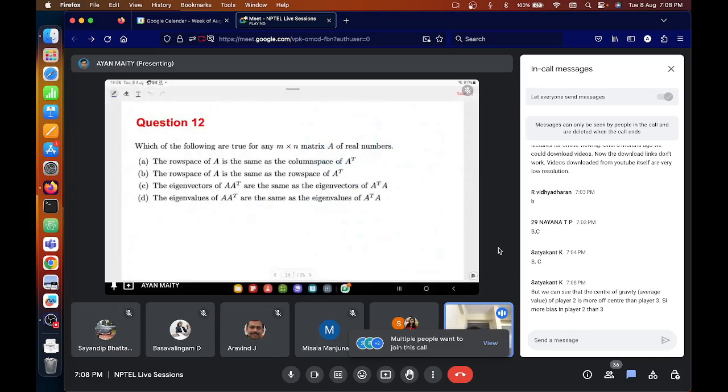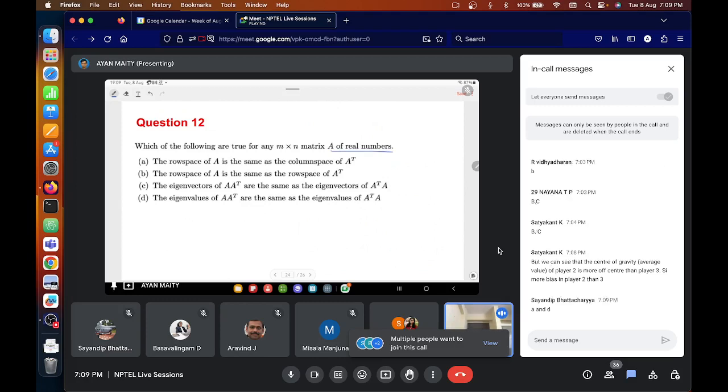So now we move on to question 12. This is the last question, I think, of this session. Which of the following are true for any m cross n matrix A of real numbers? So 4 options are given. First option says row space of A is same as the column space of A transpose. Option B says row space of A is same as row space of A transpose. Option C says eigenvectors of A transpose are same as eigenvectors of A transpose A. And option D says eigenvalues of A transpose are same as eigenvalues of A transpose A. So which of these 4 options is correct?